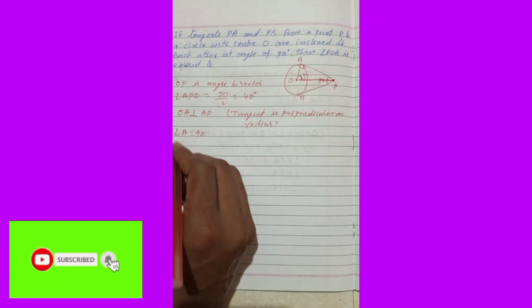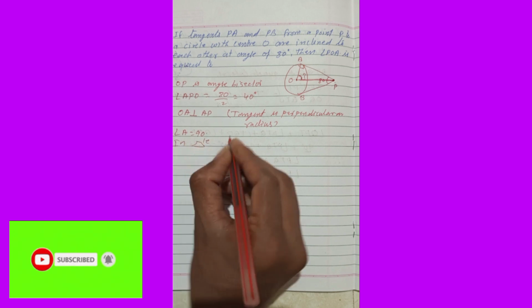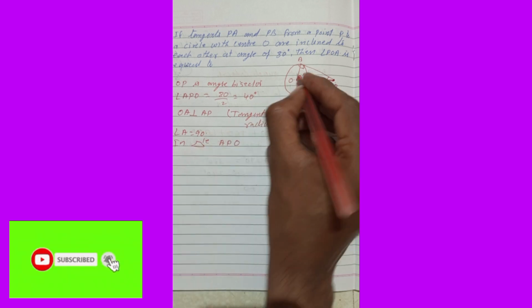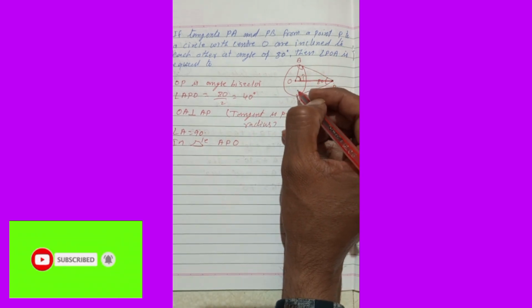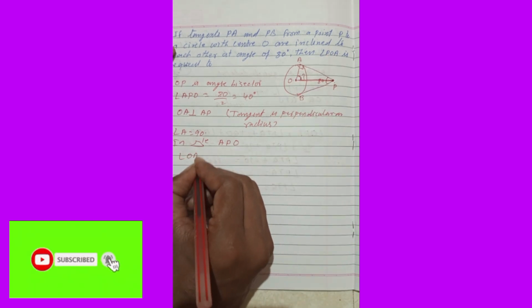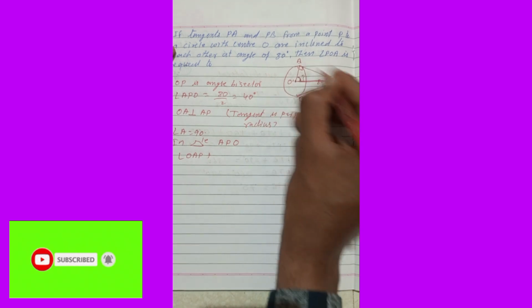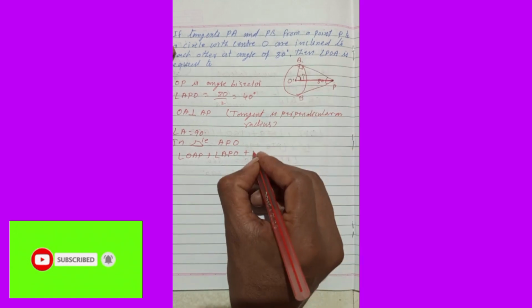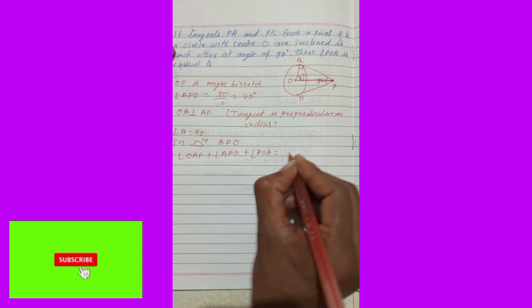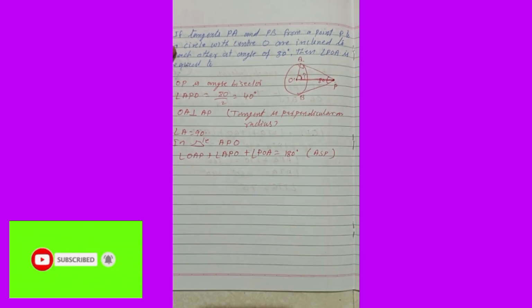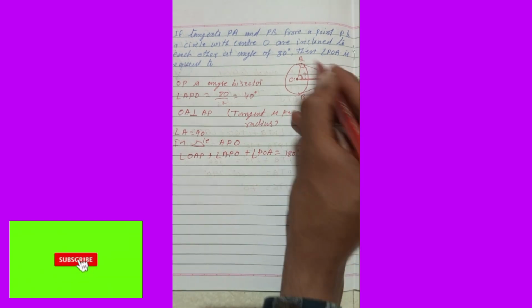Now we write in the right angle triangle, what is the name? APO. We know the interior angles of a triangle always sum to 180 degrees. So angle OAP plus angle APO plus angle POA is equal to 180 degrees. Why? Because of the angle sum property of a triangle, and this is a right angle triangle.